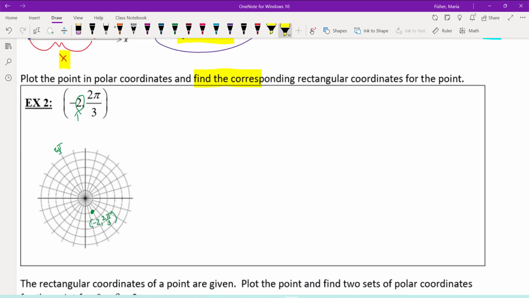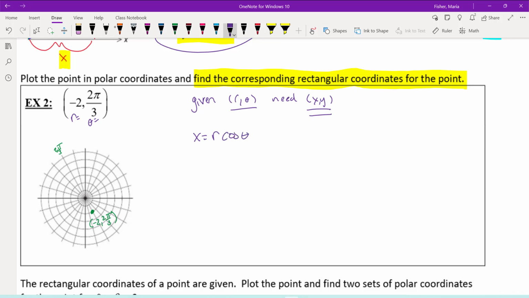Now I'm asked to find the corresponding rectangular coordinates for the point. What that means is that I'm given r theta and I need x and y. So I need to go from polar to rectangular. If you look here, your r is -2 and your theta is 2 pi over 3. Well, how do you convert from polar to rectangular? You use these two formulas. x is always going to equal r cosine of theta, and y is always going to equal r sine of theta.